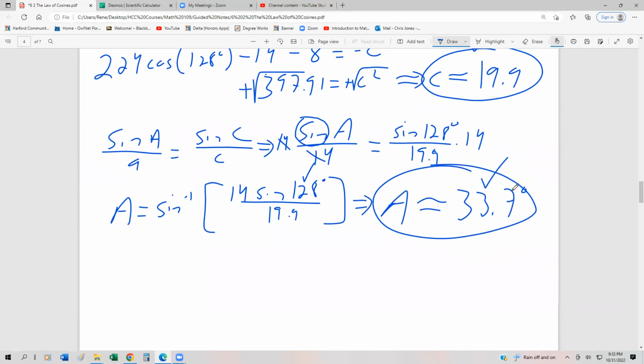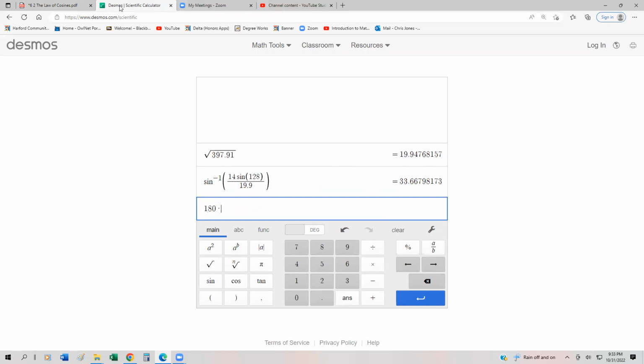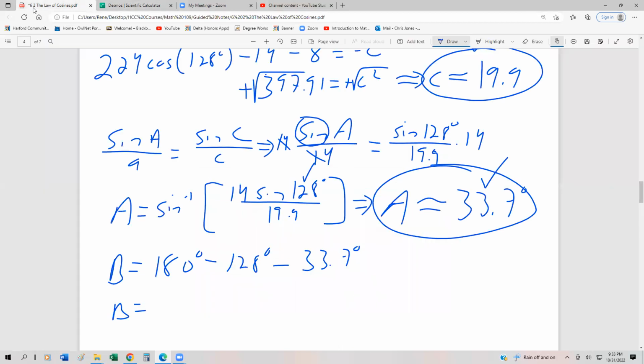And now mercifully, we can finish this off because we know angle C, we know angle A, and we know that the interior sum is 180. So for angle B, it's 180 minus 128 minus 33.7 degrees. Okay, and if we subtract those out, we get 18.3 degrees.